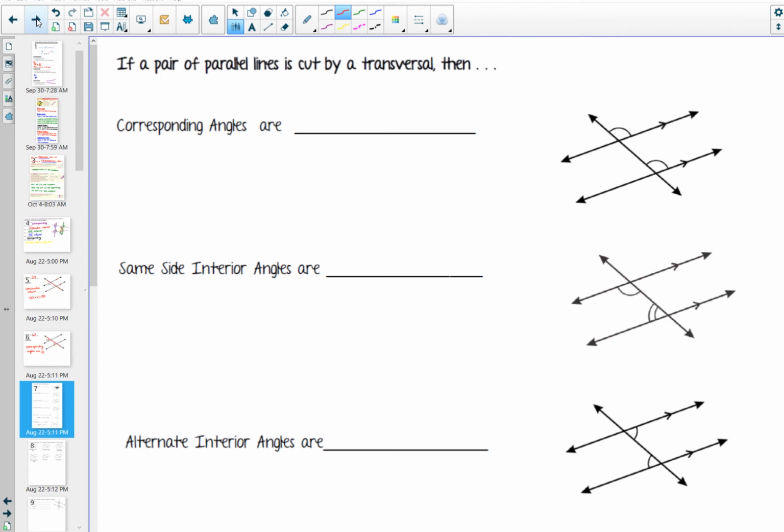So, Grant, you want to help me out? What do we know about corresponding angles? What are they? They're congruent.